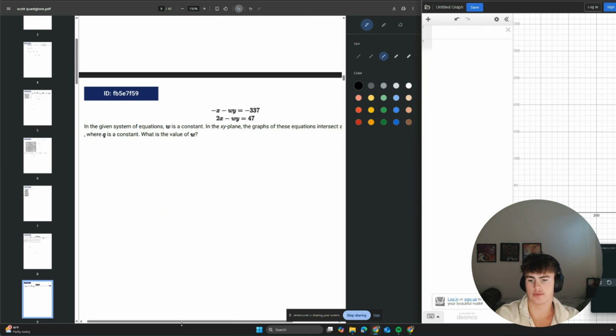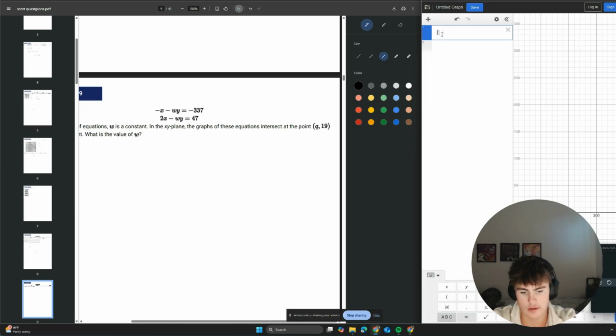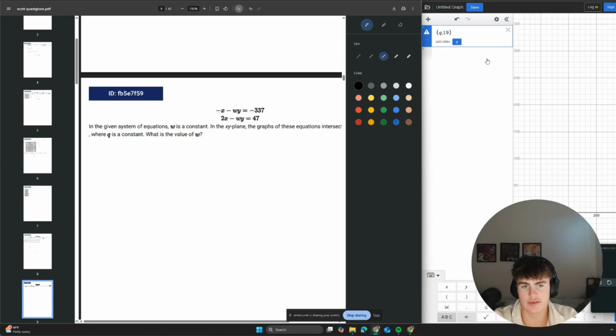Next one, okay. In the given system, W is constant. In the xy plane, the graphs intersect at the point Q, 19. Q is the constant. What's the value of W? So let's go ahead and plug these in. This is going to be a pain in my ass. I already know.